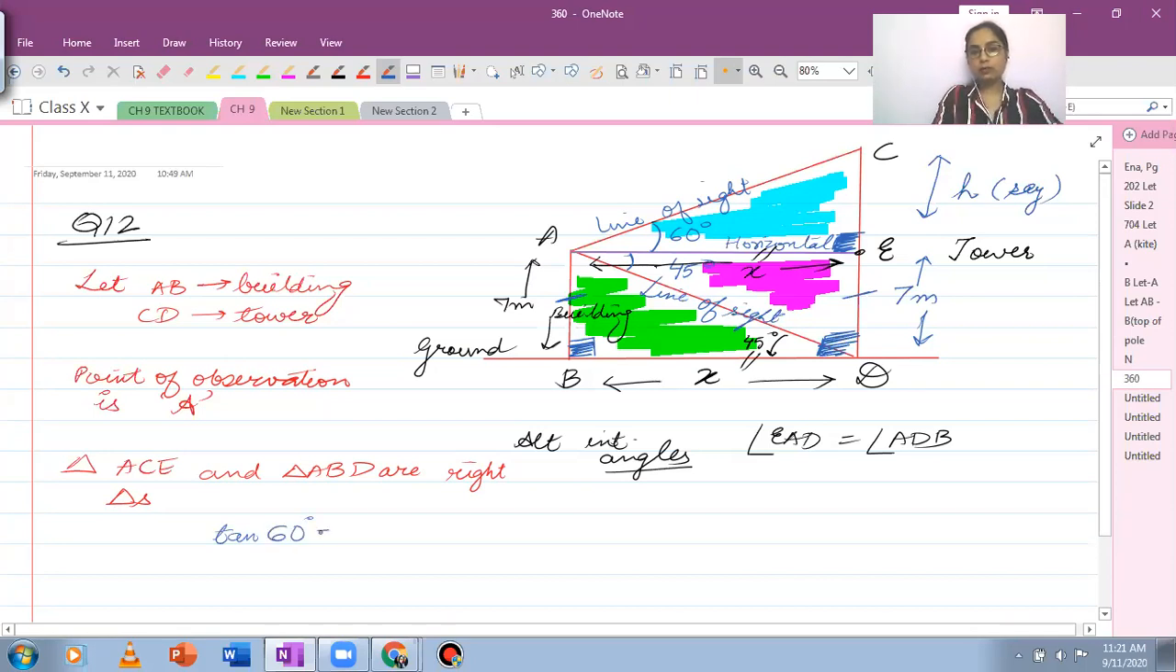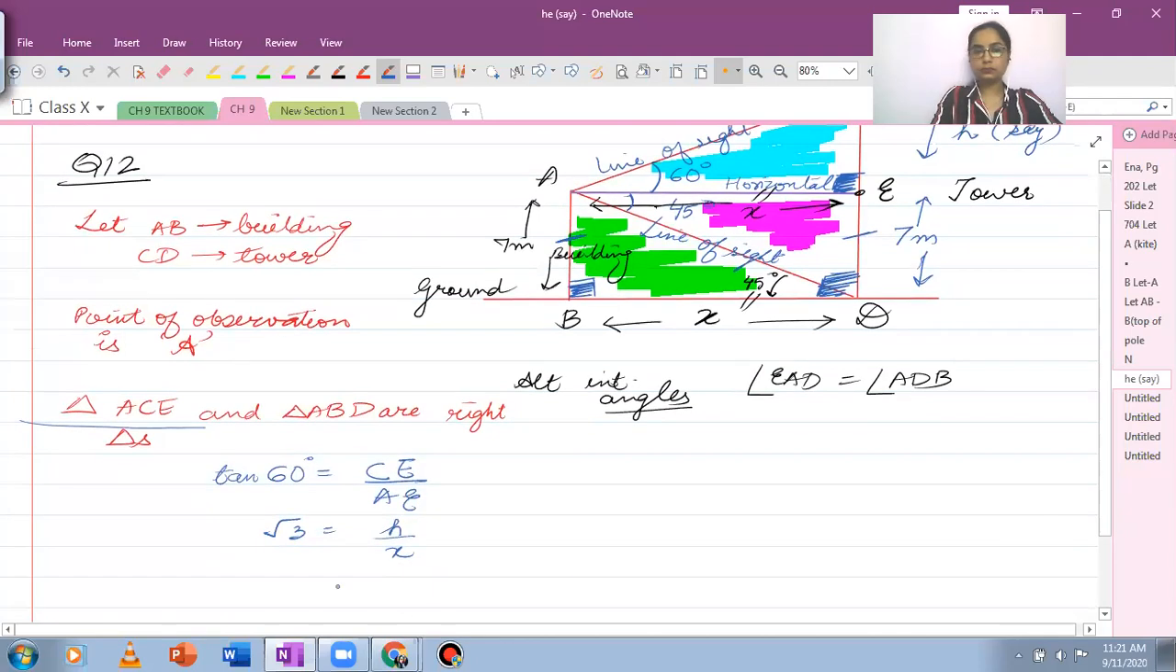From there, if we want to write, in triangle ACE, the one in blue, I'm going to use tan 60. So this will be equal to CE over AE. So this is root 3 equals H upon X. From here, H comes out to be root 3 times X.